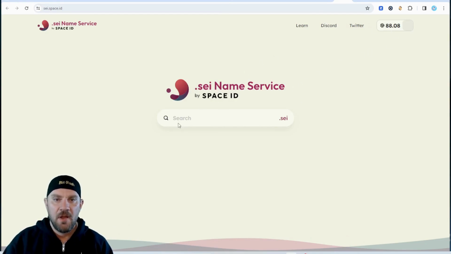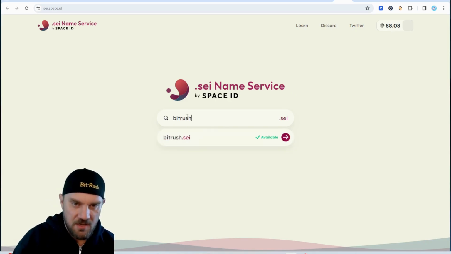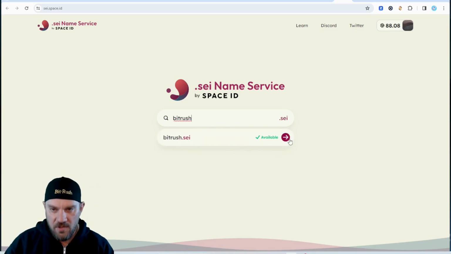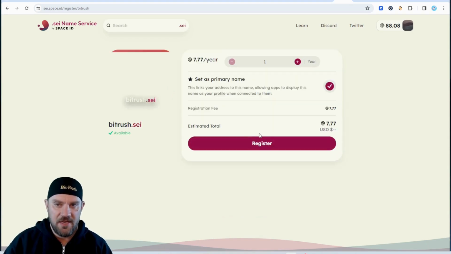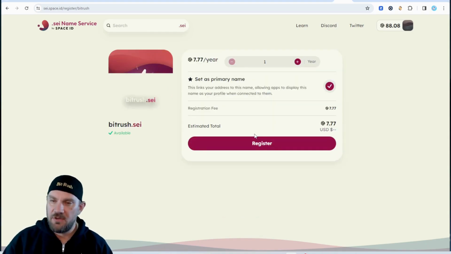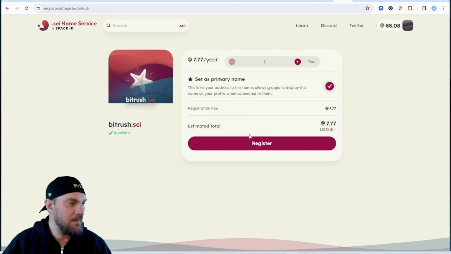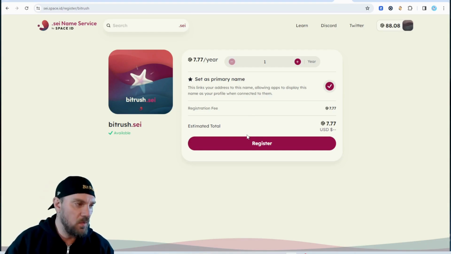And here we go. Now we can do a quick search. So I'm gonna do Bitrush, and it is available. I searched for it earlier, so no one's claimed it yet. Again, SEI is pretty early right now. You're still early to this project, to this layer one. And so if you guys wanted to claim maybe some big names, it might be worth your while to do that.